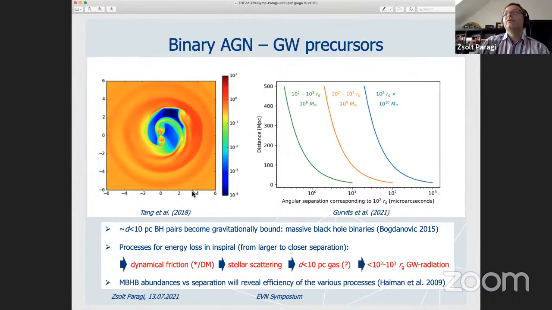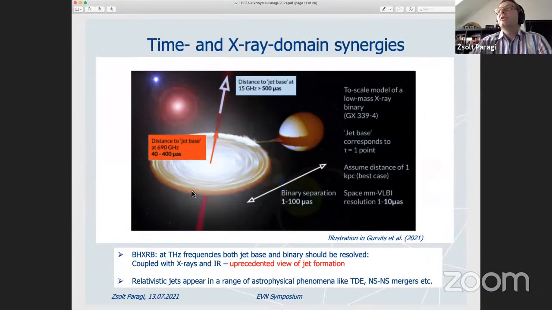Now, you have to measure the separation, the numbers, the statistics of these black holes at various separations in order to find out the efficiency of the various processes of black hole orbit hardening. And then, of course, just quickly, there are a number of other ideas for a space interferometer to study, but these are the more complicated cases.